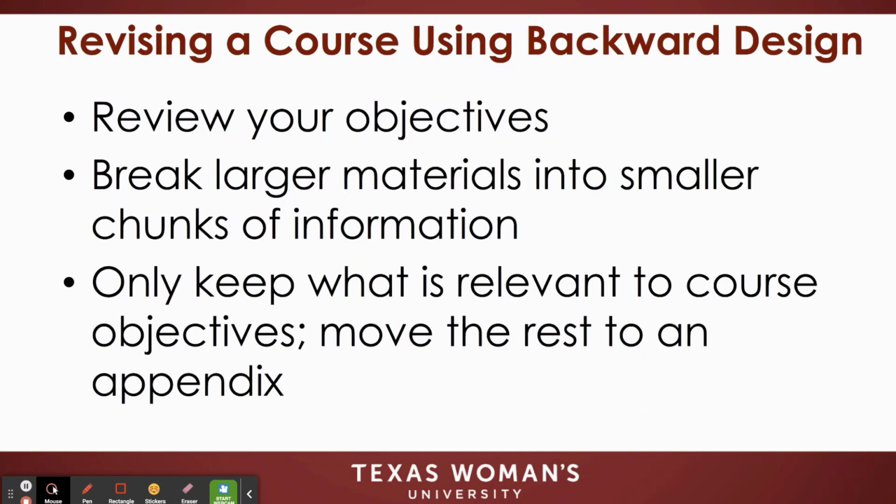Backward design works well for designing a course from scratch, but you can also use it to revise a course you've already designed. If you are using backward design and you already have a lot of course materials, I've included some tips for revising a current course. I suggest first reviewing and possibly revising your course objectives. Next, break your materials down into smaller sections. If you have a lot of longer lectures, you could break that information down into 10-minute videos, for example. You can also turn any longer texts into checklists or bulleted lists so that they can be more easily digested. Finally, only keep materials that are relevant to your course objectives. If you have extra materials that you are reluctant to get rid of, you could move them to an appendix or a list of recommended readings.